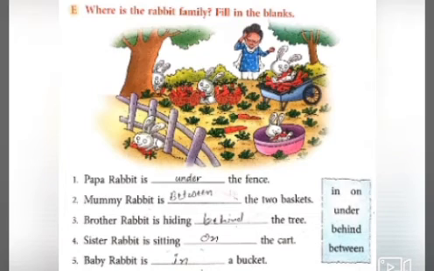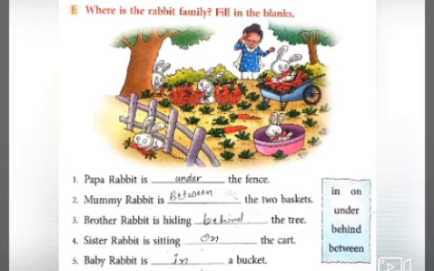Mummy Rabbit is dash the 2 baskets. Where can you see 2 baskets? Yes, in the middle of the picture. There is one rabbit. Yes, she is Mama Rabbit. So Mummy Rabbit is between the 2 baskets.